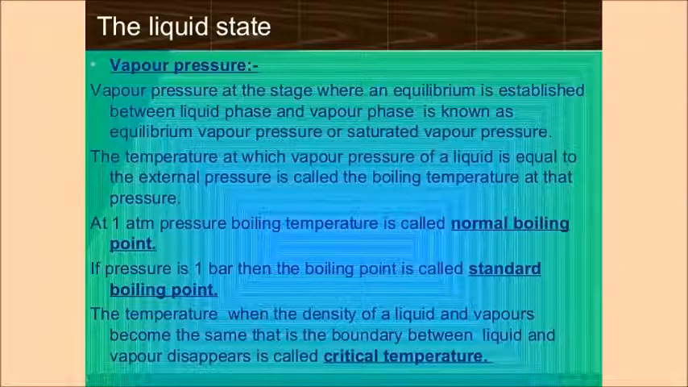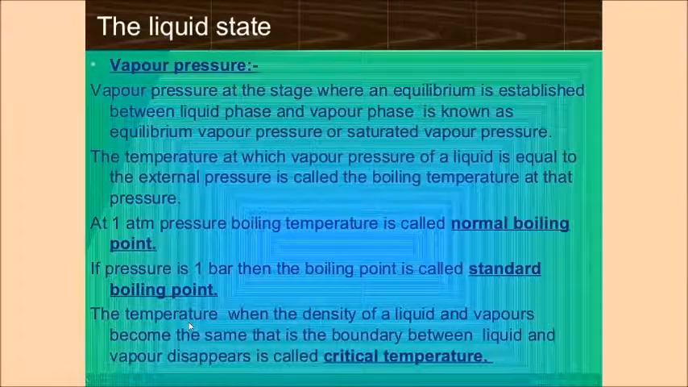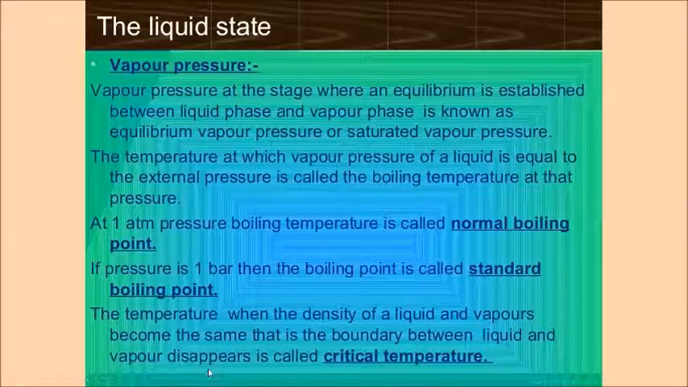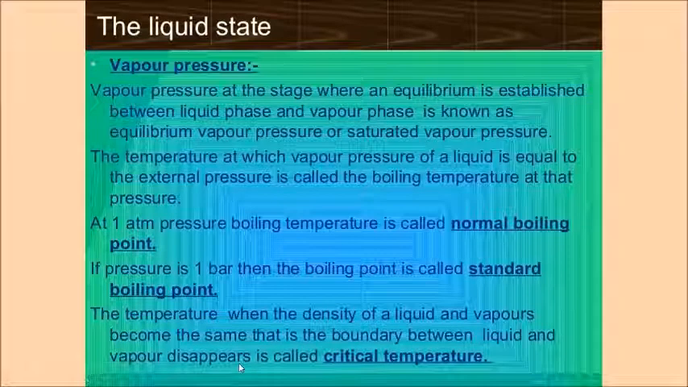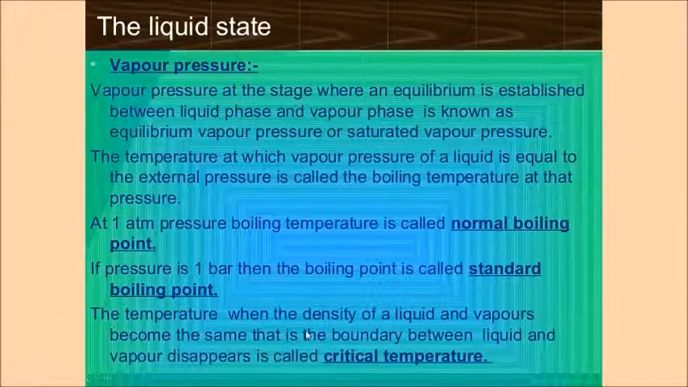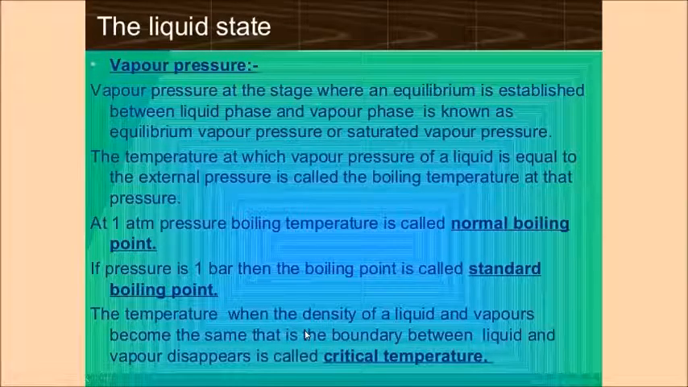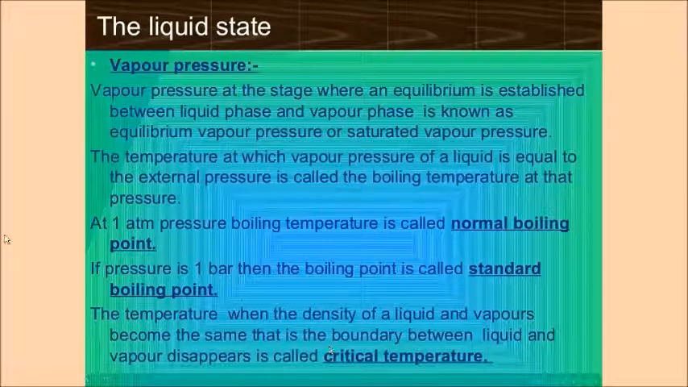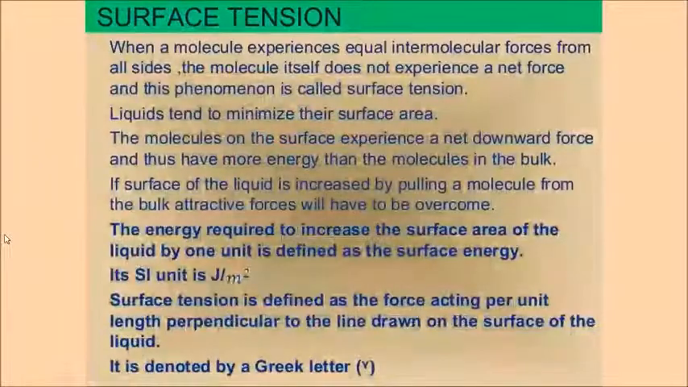The temperature when the density of a liquid and the vapor becomes the same, that is, the boundary between the liquid and the vapor disappears, is called critical temperature. Next is about the surface tension.